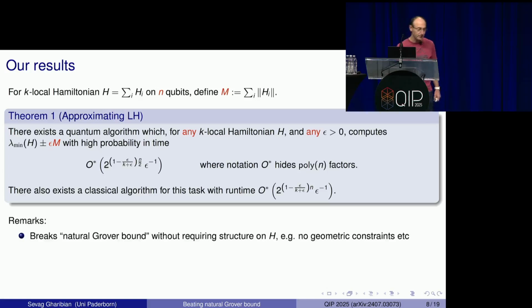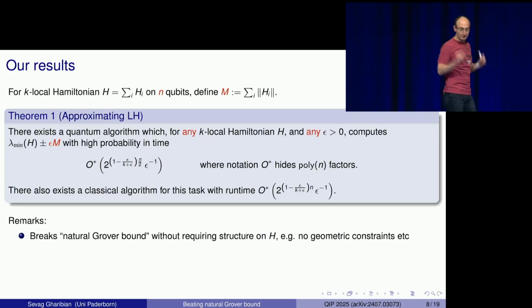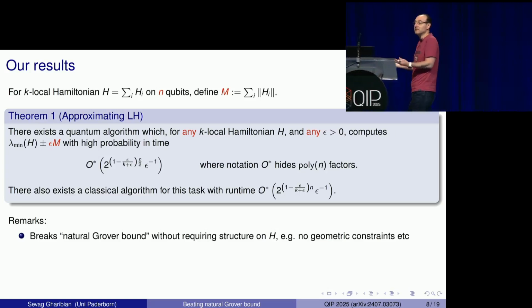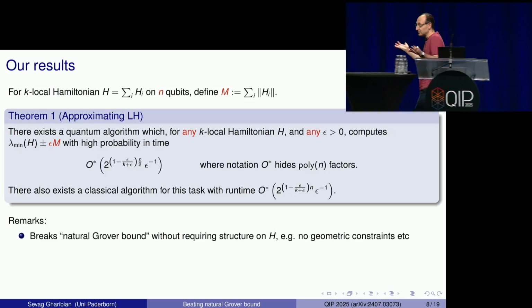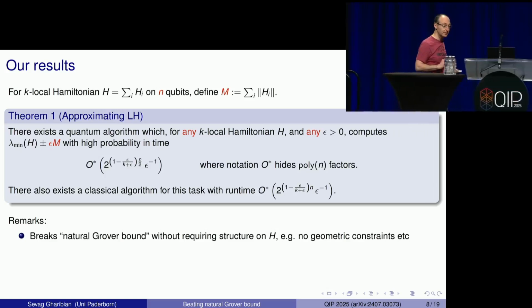Okay, so some quick remarks. So first, this breaks the so-called natural Grover bound, quote unquote, and I put that in quotes for reasons that will become clear in a second. But what I mean by that, a priori, this problem seems to have no structure. You would expect the best thing you can do is apply Grover, get that square root speedup, but no, it seems like we can do better.